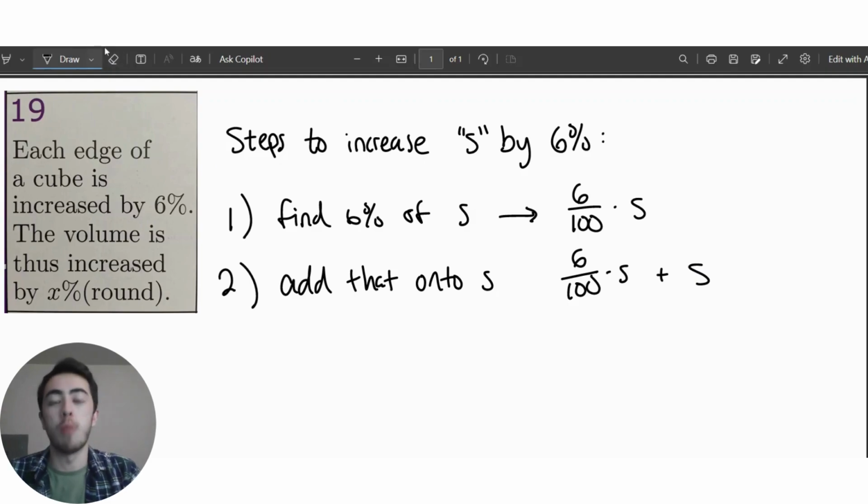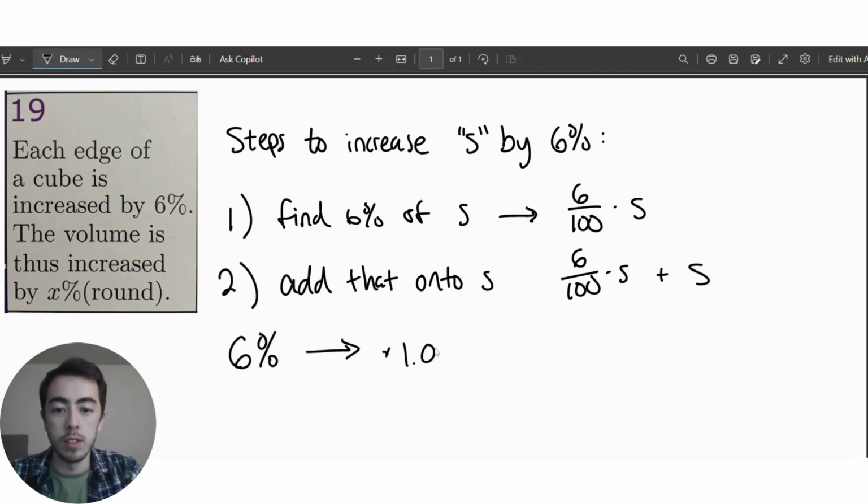This two-step process of finding the small amount and tacking it onto the original totally works, but I could condense this down into one step. A quick math trick is that if I'm increasing something by 6%, that's the same as multiplying by 1.06. I like to think of this 1 as the whole part that I had originally, and this decimal part is helping me increase it by just a little bit more.